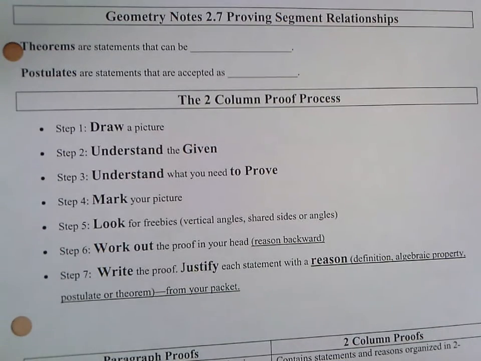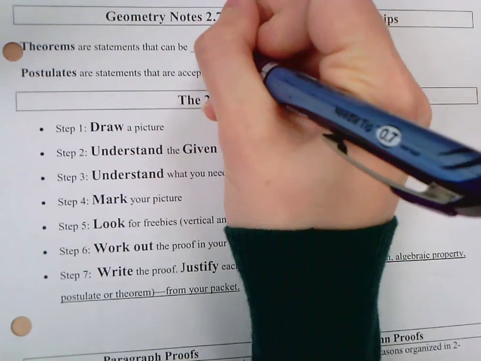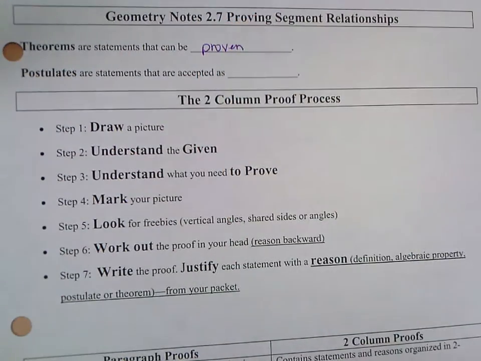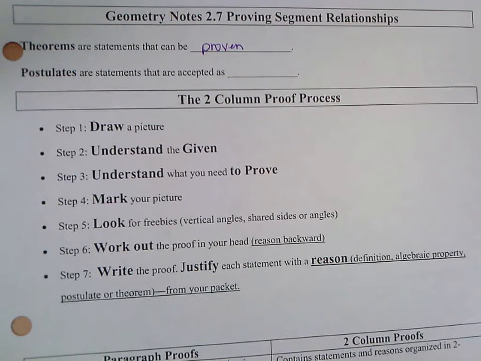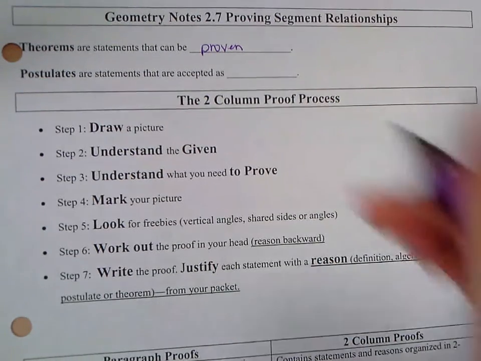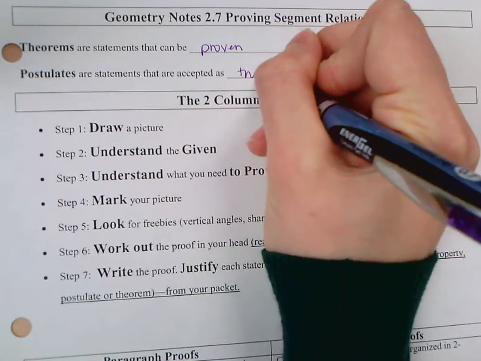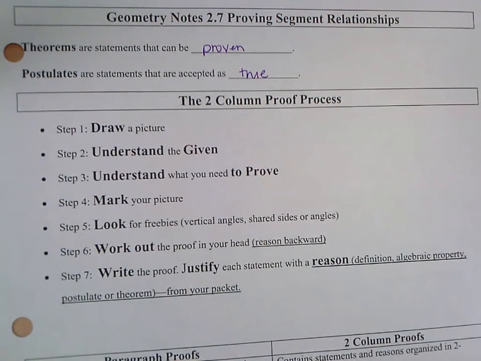That's what's in your packet. There's definitions, there's theorems, there's postulates. So theorems are statements that can be proven, just so you understand why some are called theorems and some are called postulates, what that difference is. A theorem is something that has been proven, versus when we talked about postulates in 2.5, postulates are statements that are just accepted as true. They're accepted as true without proving them, such as a line goes through 2 points. That's just accepted as fact. It's not proven. It's just accepted.